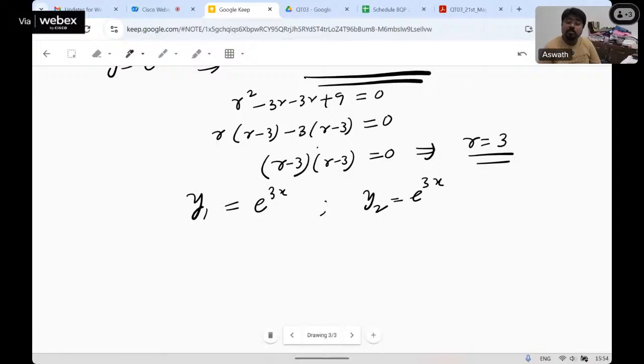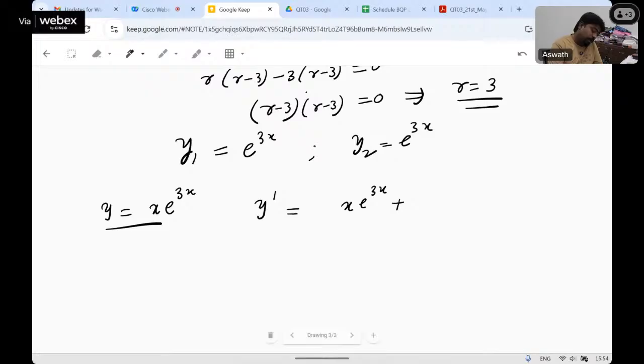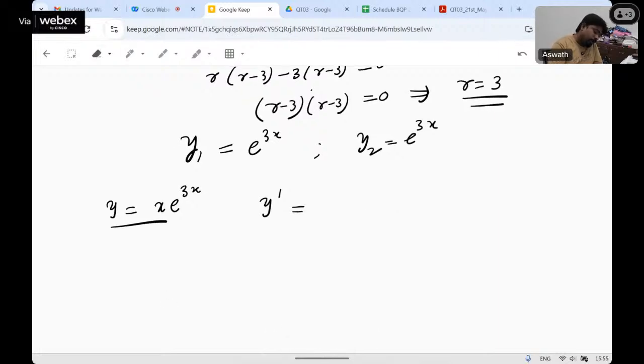So I have a second order differential equation, but I have only one independent solution. What I have to do in this case to generate a general solution is to guess another possibility. Let's check whether y equal to x exponential 3x is a solution or not. If you just check, let me take y prime. When I differentiate, I'll get 1 exponential 3x plus 3x exponential 3x. Okay, this is y prime.